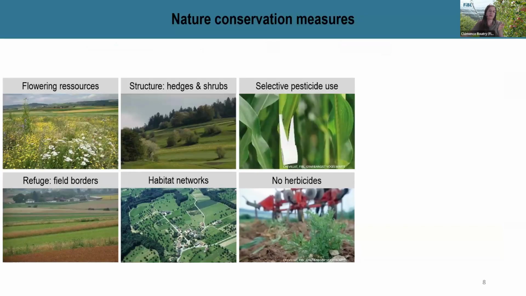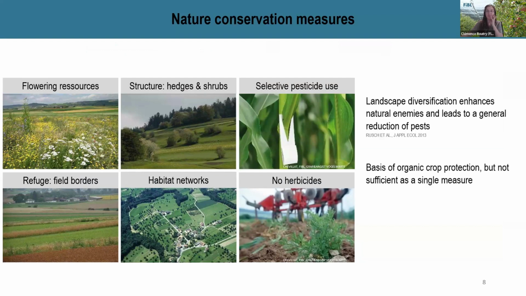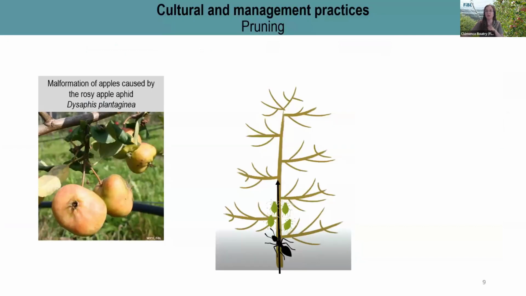So the lowest level is very broad. It's just nature conservation measures, meaning flowering resources nearby the orchard, structures like refuge, habitat networks, or also no herbicide use over a large area. So this is the basis, but it's not sufficient as a single measure. So we go one level up.